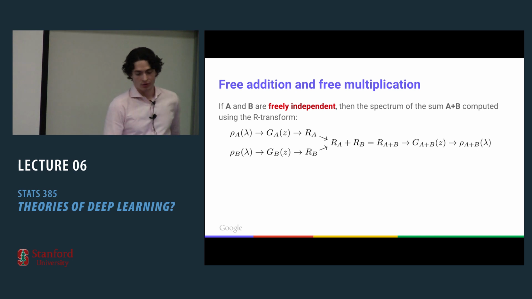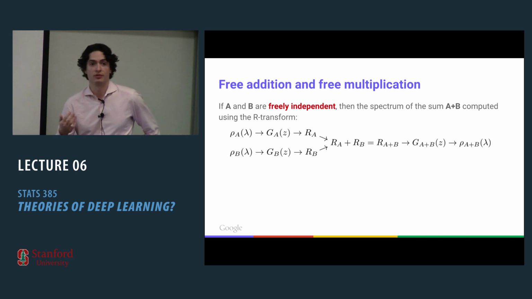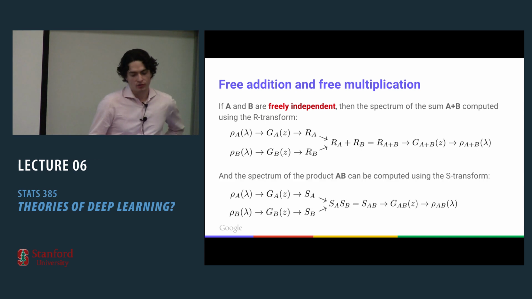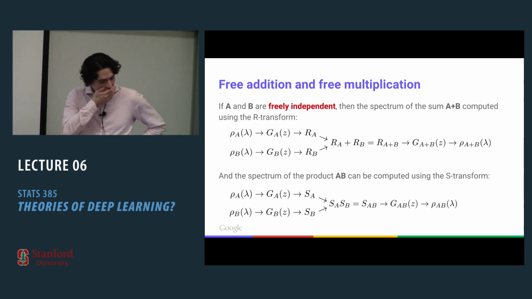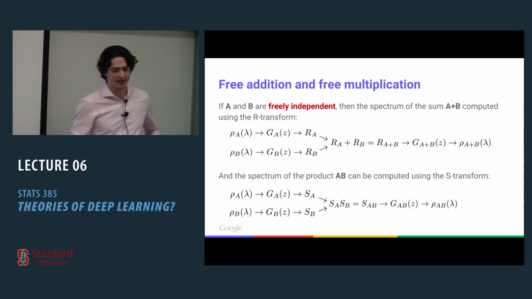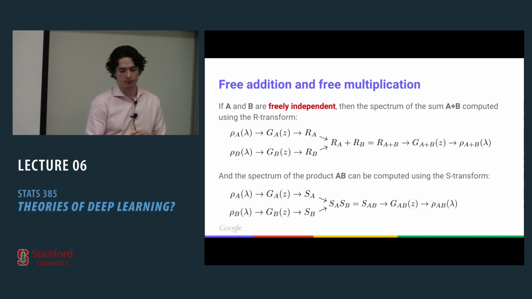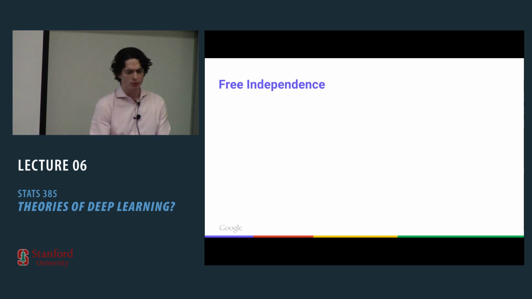Okay, so the R transform is useful for computing the spectrum of a sum of random matrices. And the S transform analogously is useful for computing the spectrum of a product. Okay, so we have these great tools, but in red, I've highlighted this concept of free independence, which must be satisfied in order for us to use them. And so what does that mean exactly? What is free independence?